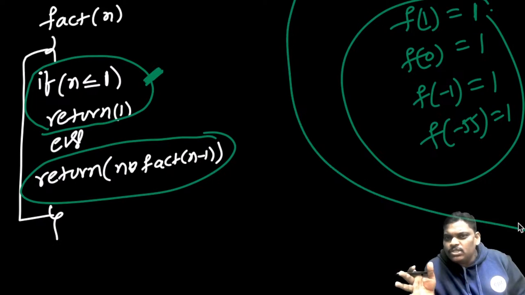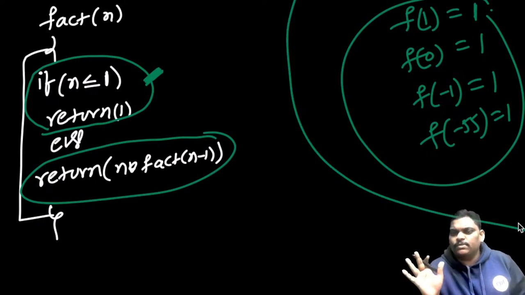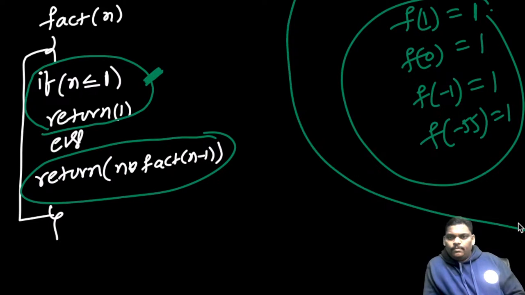Recursive program contains how many parts? Two parts. What are those? Termination and non-termination, or one more way of saying it, if part and else part. Not only this one, every recursive program contains only two parts: if part, else part, or termination, non-termination.